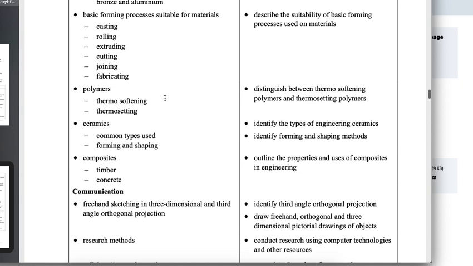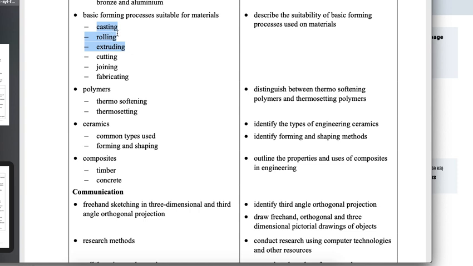Okay, for basic forming, I have discussed and provided examples and videos of casting, rolling, extruding. Not so much cutting. For joining, we talk about welding, which I'll talk about in a second, and fabricating generally. Really what we're interested in is these first three, and there's one more, forging, that doesn't seem to be on that list.